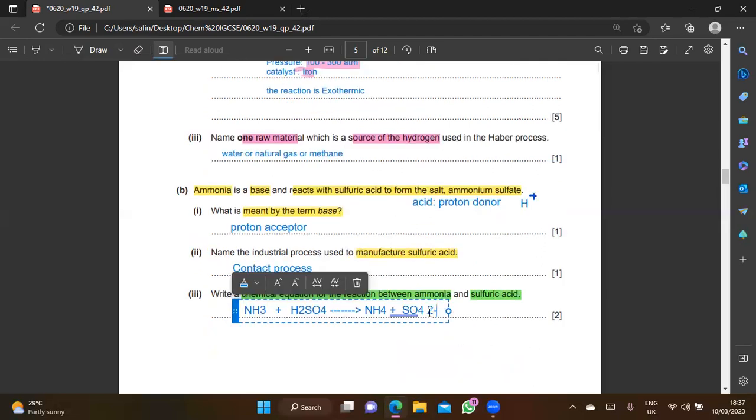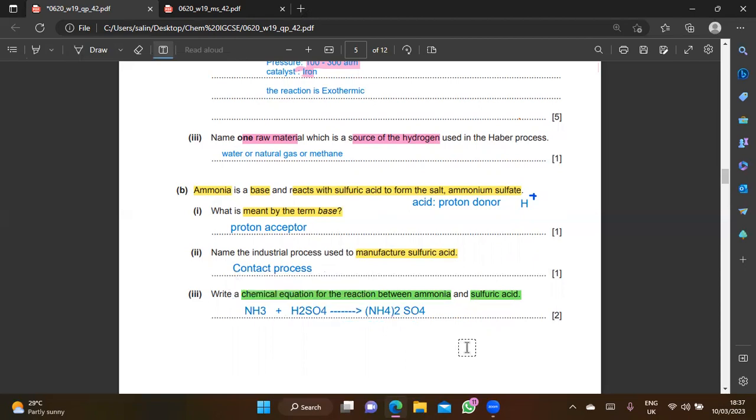So you can see the 2 minus and a 1 plus. In order to balance the charge, how many ammonium do I need? 2 ammonium. Since ammonium is NH4, we have to create a bracket. How many do we need? 2. Then we just delete the charge. So it should be a neutral compound.